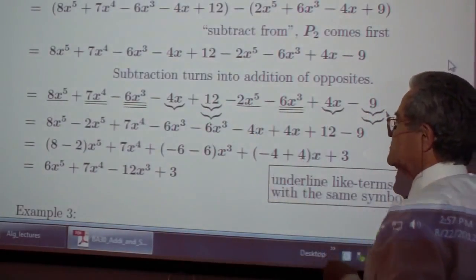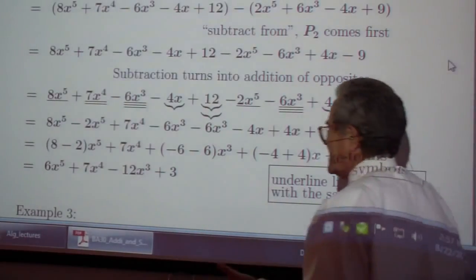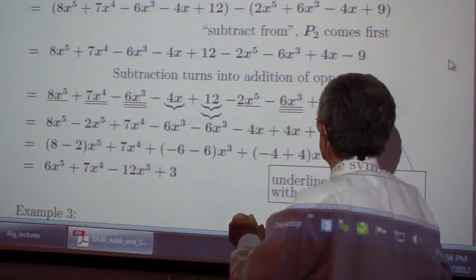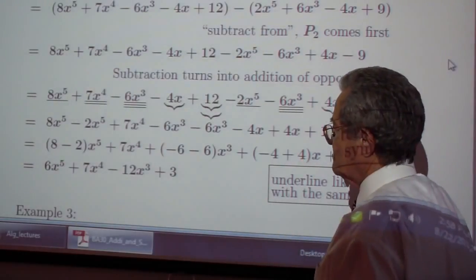Again, you underline the like terms with the same symbols. You combine like terms. This time the x cubes do not get wiped out, but the x's do, and the rest is simple.